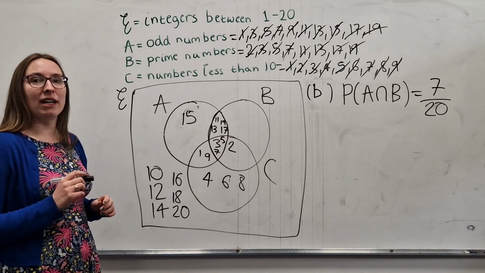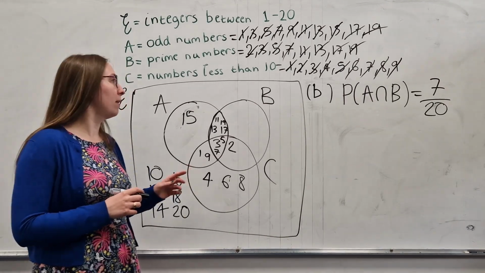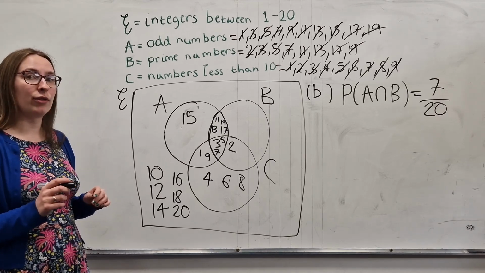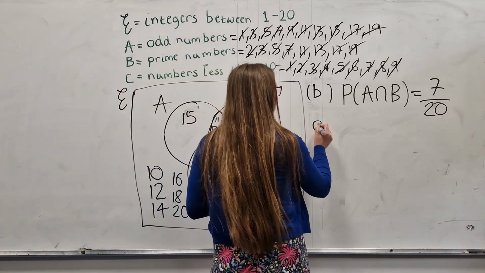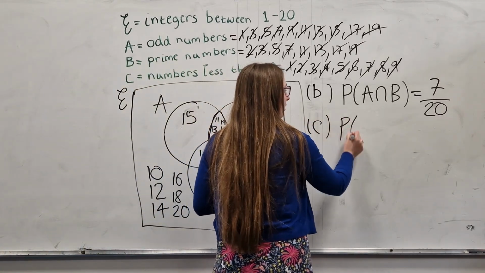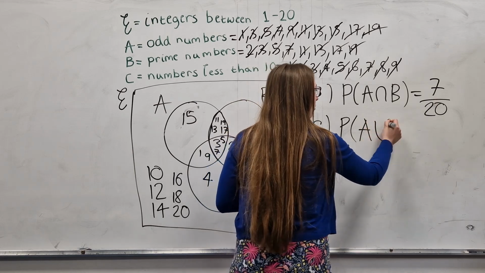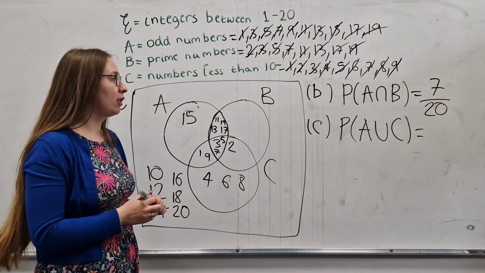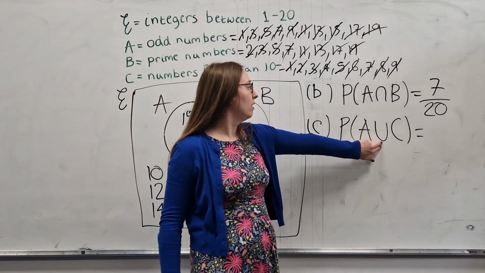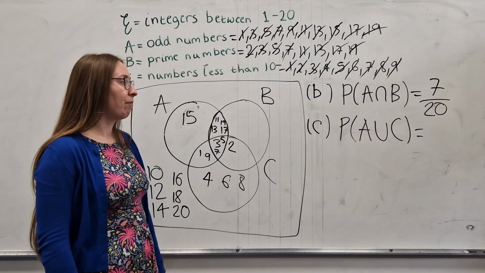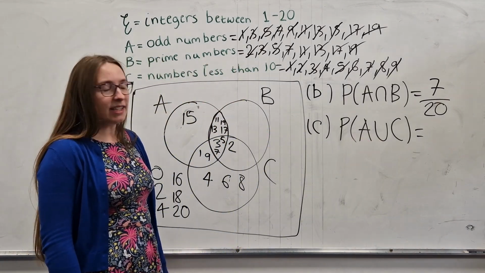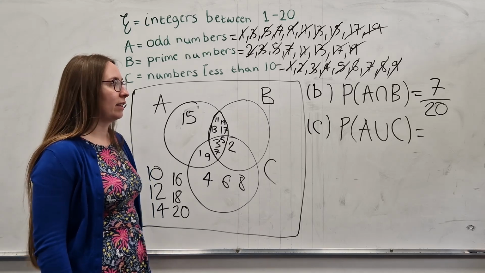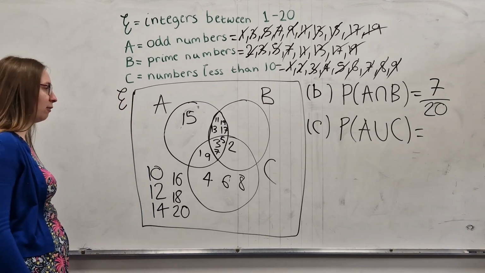In part C, we're asked to find the probability that a number is in the set A or C. So I'll write that down. The probability that a number is in A or C. Once again, there's two different terms for this symbol here. You can either say A or C or A union C. In this case, I'm going to use the word or because I think it's a little bit clearer. Some people might disagree with me.